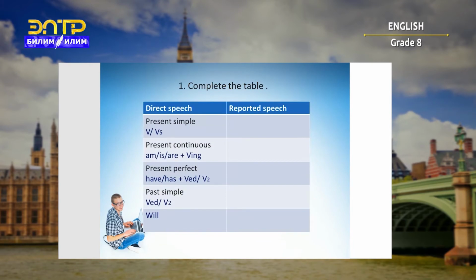Now, I want you to remember the whole changes. It is your task number 1. Please complete the table. You have the form of the verbs that can be used in direct speech. Your task is to show how the forms of the verbs change in reported speech. You have 1 minute to do the task. Start now, please.